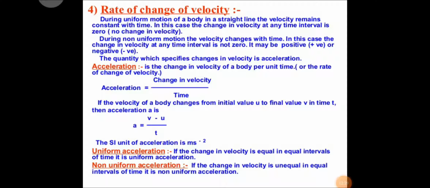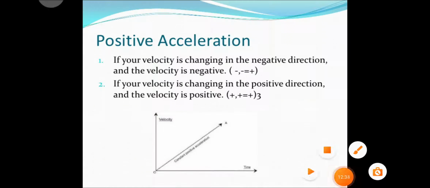Now we have two types of acceleration: positive and negative acceleration. If the velocity is changing in the negative direction, then the velocity will remain negative. And if the velocity is changing in the positive direction, then the velocity is always positive.